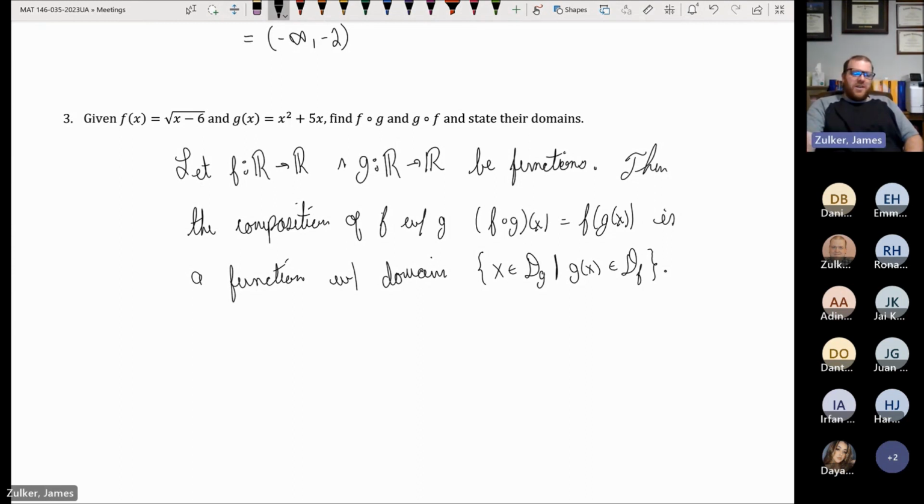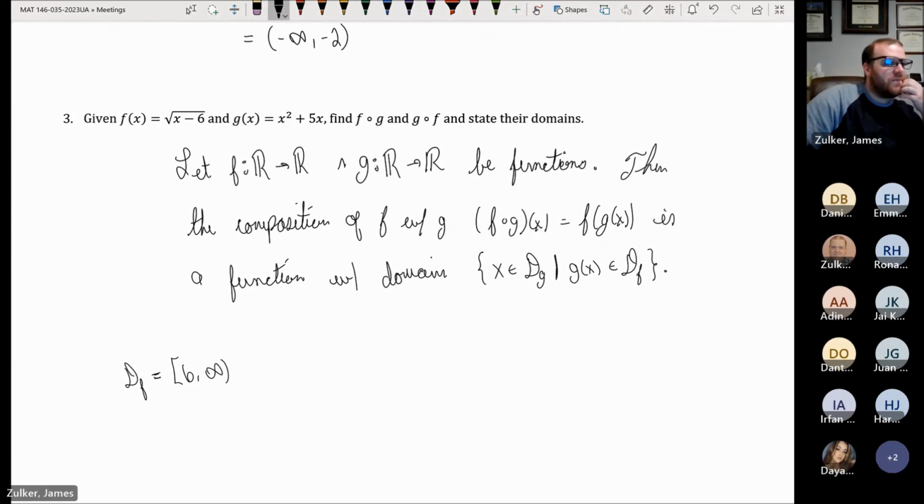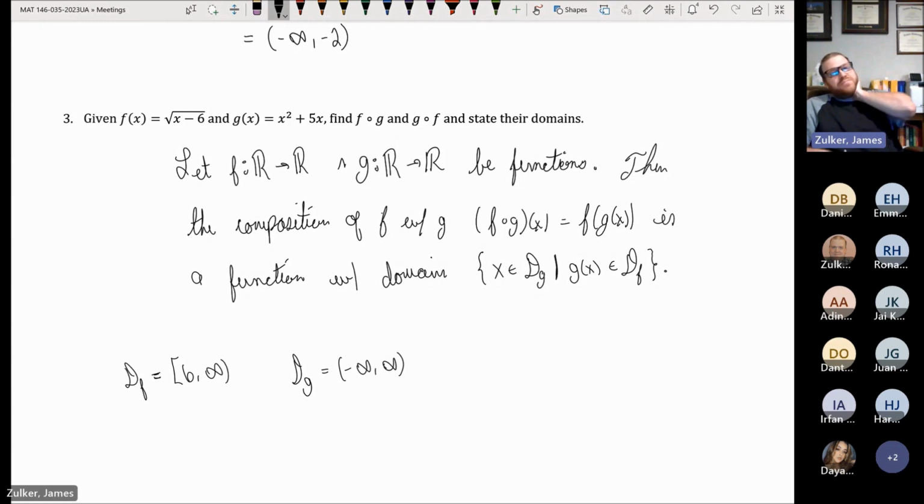Might make more sense when we go ahead and actually do it. So as before, let's start by finding the domain of the two functions. So the domain of f would be 6 to infinity. Domain of g is all real numbers, right?